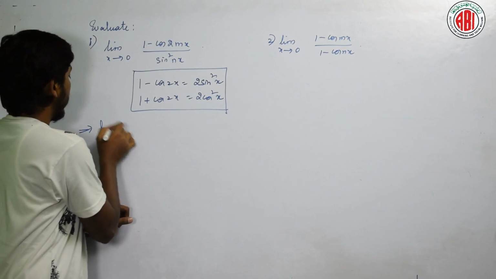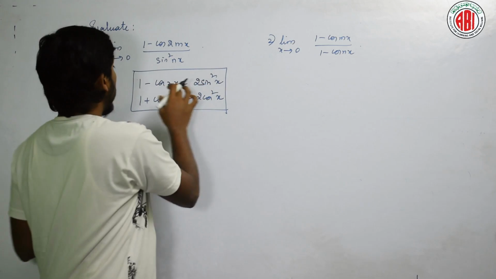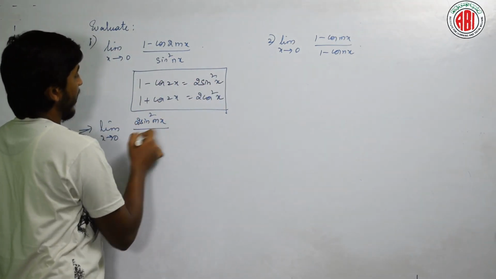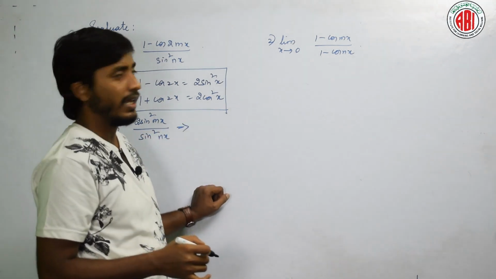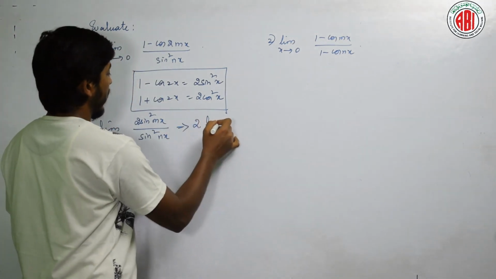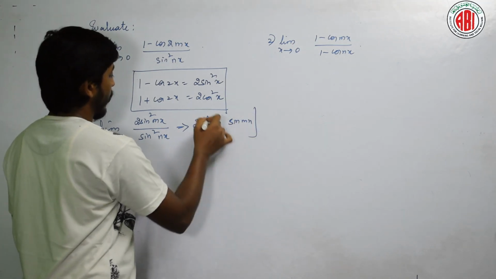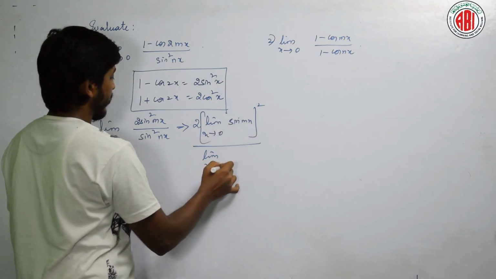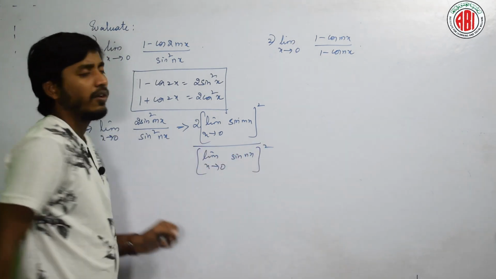What is given? Limit x tends to 0, 1 minus cos 2mx, what is it? That is 2 sin square mx divided by sin square nx. Is it okay? Shall we separate it? Yes, we can do it. 2 is constant, limit x tends to 0 of sin mx whole square, divided by limit x tends to 0 of sin nx whole square.